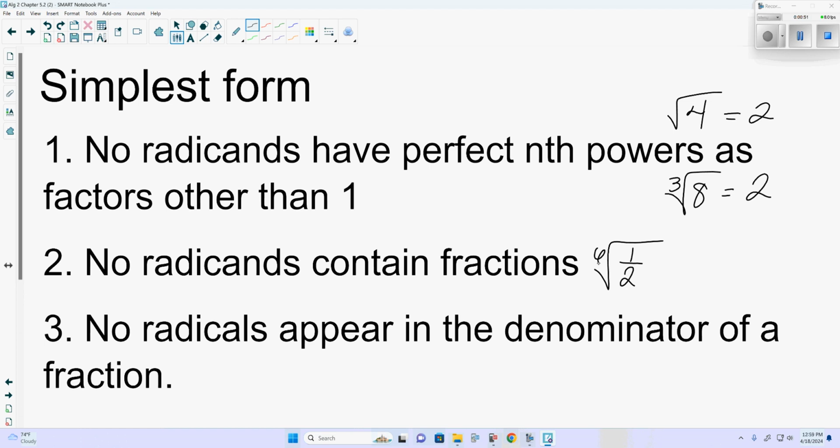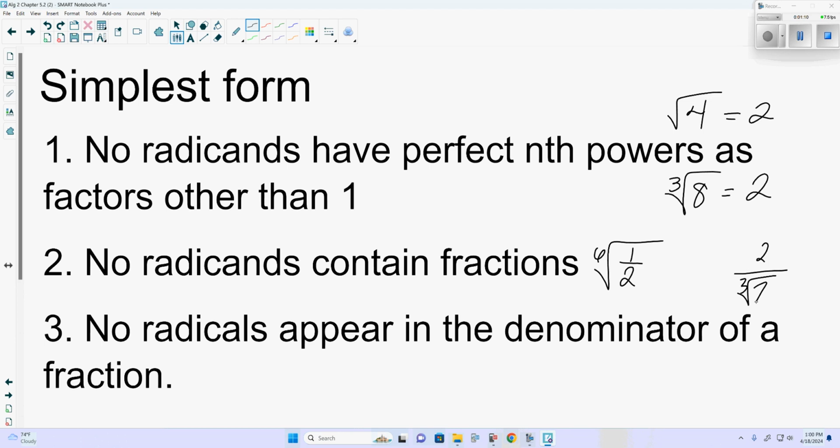And the last one, radicals cannot appear in the denominator of a fraction. We can't leave it as 2 over the cubed root of 7. Radicals cannot be in the bottom of a fraction. A fraction can't be inside of a radical. And if a radical reduces, we need to reduce it.